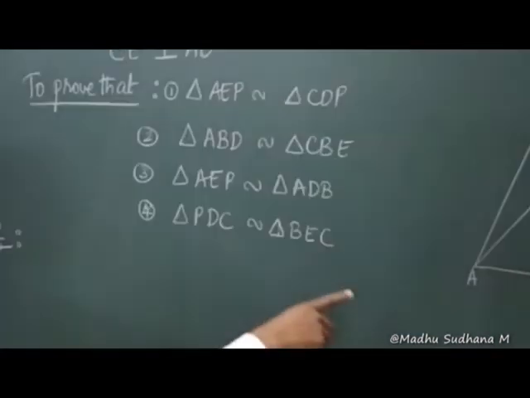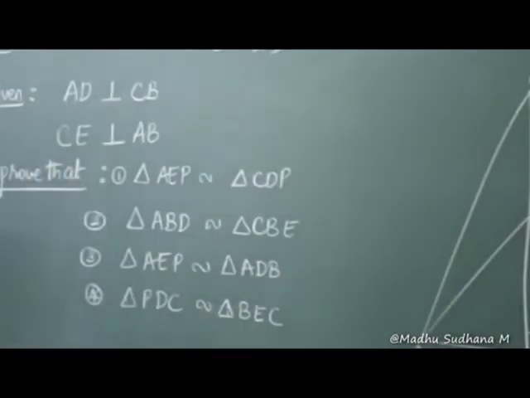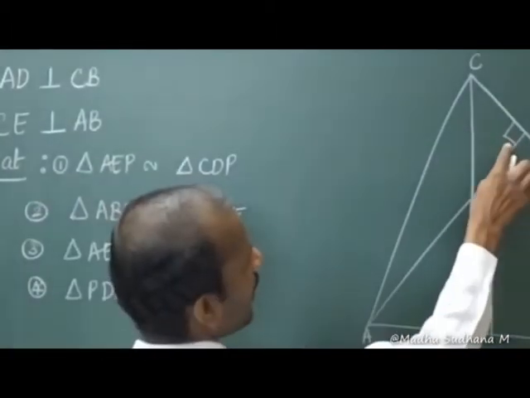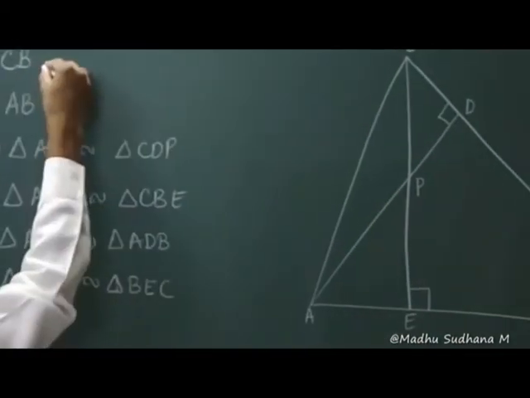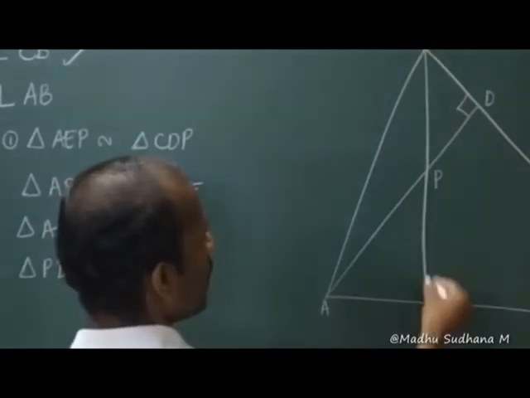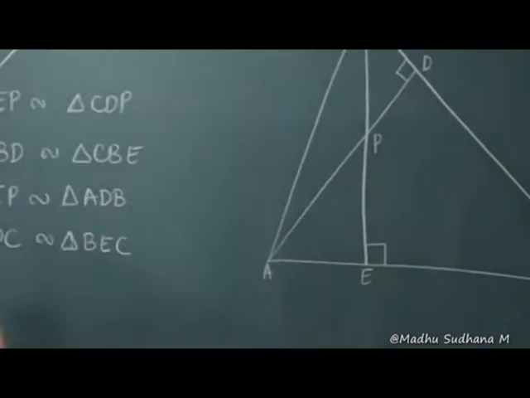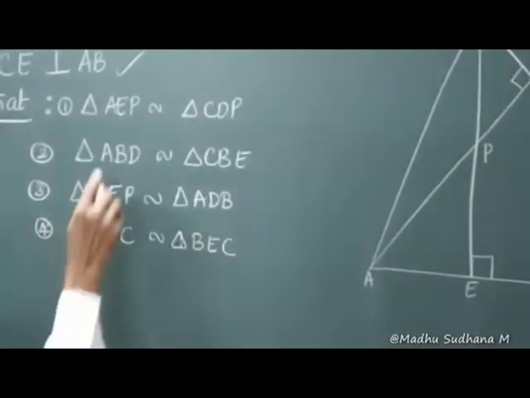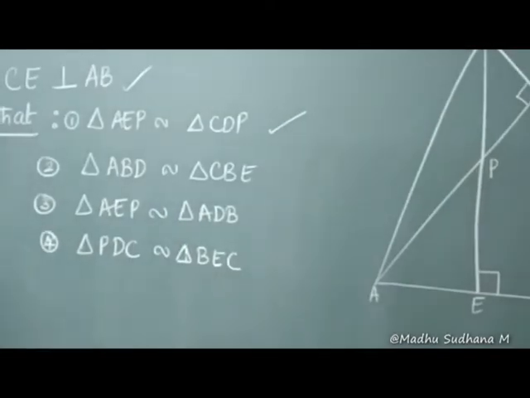So for the next question, we have given AD is perpendicular. So let us check that. From here AD is perpendicular, making an angle of 90 degrees to this base CB, right? Given part, CE: from C to E dropped perpendicular to AB. So this is a given part. We need to prove these triangles are similar. So let us take the first part into consideration to prove that.